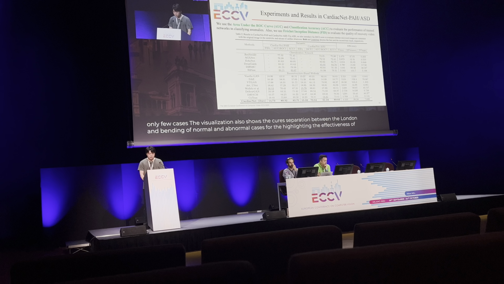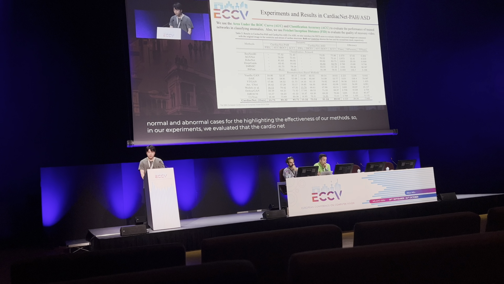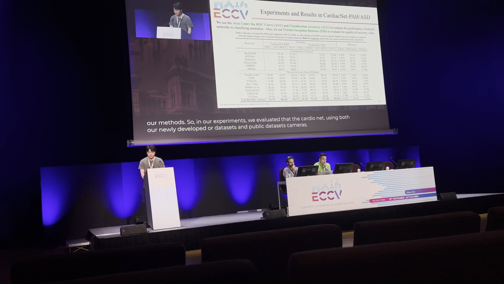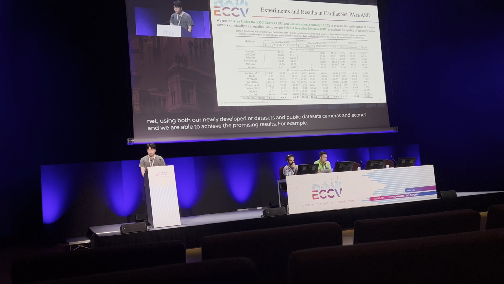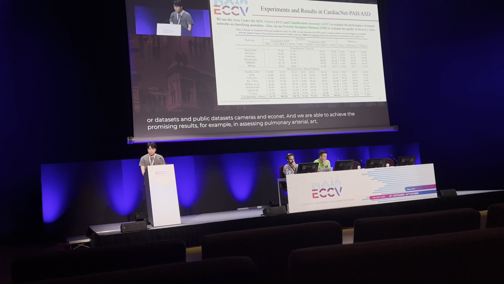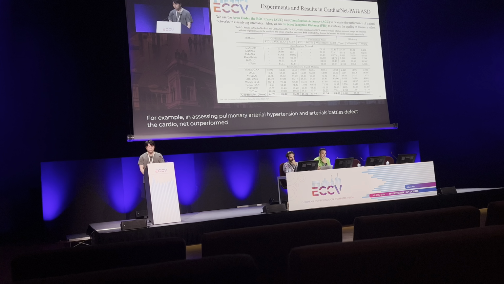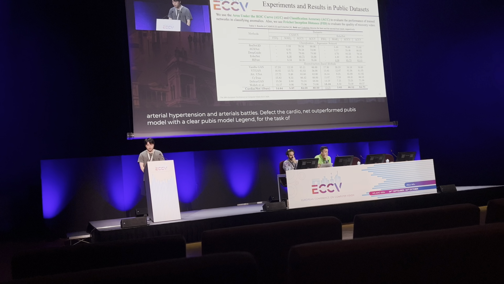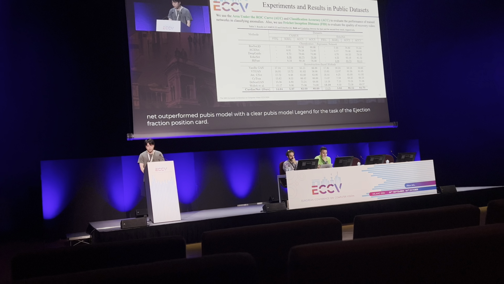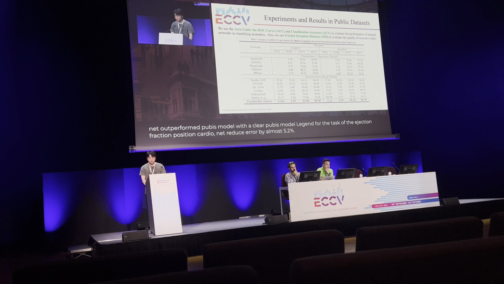In our experiments, we evaluated CardiacNet using both our newly developed datasets and public datasets, CAMUS and EchoNet, and we were able to achieve promising results. For example, in assessing pulmonary arterial hypertension and atrial septal defect, CardiacNet outperformed previous models by a clear margin. For the task of ejection fraction prediction, CardiacNet reduced error by almost 5.2% compared to the previous methods.